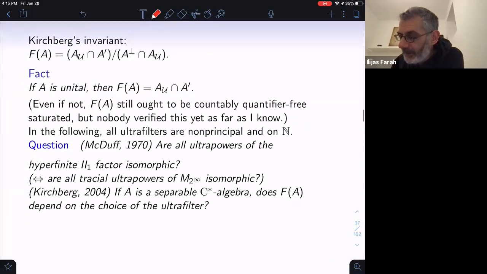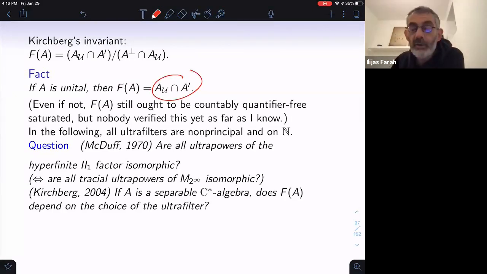And Kirchberg, sometime later, asked an analogous question for C*-algebras. If A is a separable C*-algebra, does F of A, right? So I just think of this relative commutant, but it's more general, depend on the choice of the ultrafilter? Right? The notation suggests it doesn't, but it's not obvious.